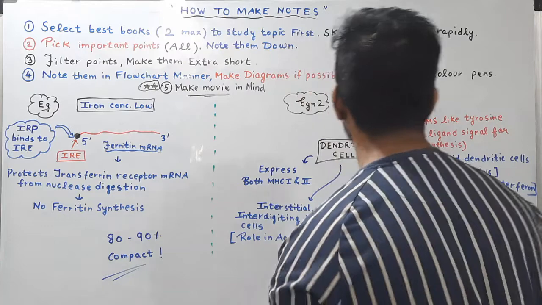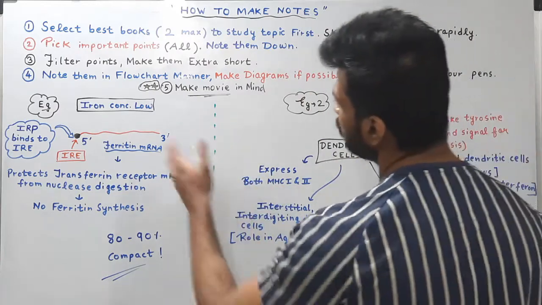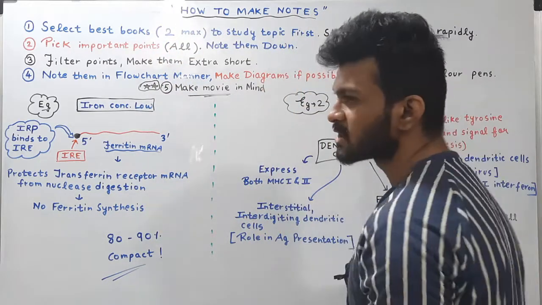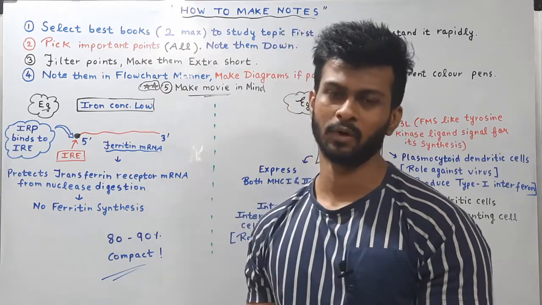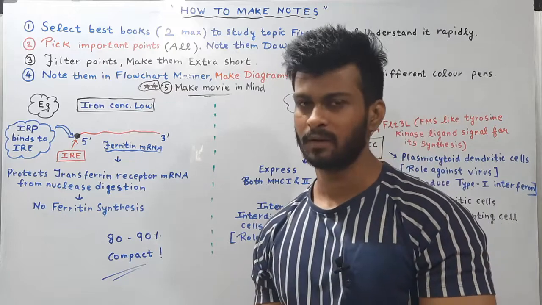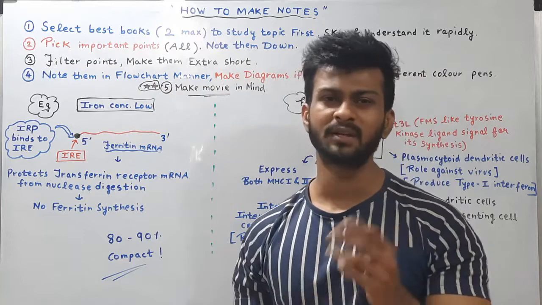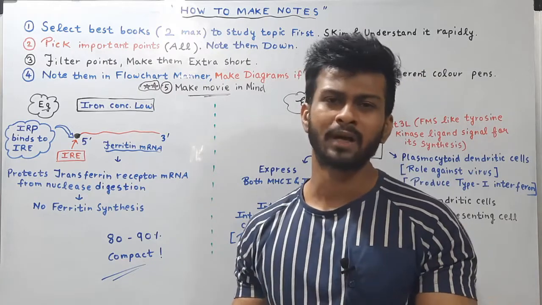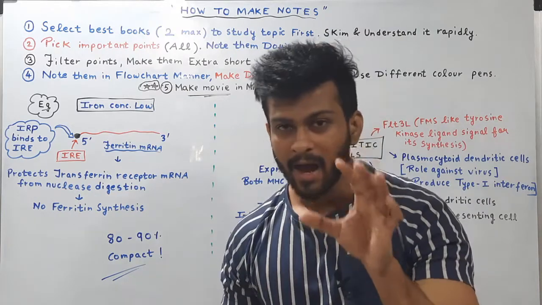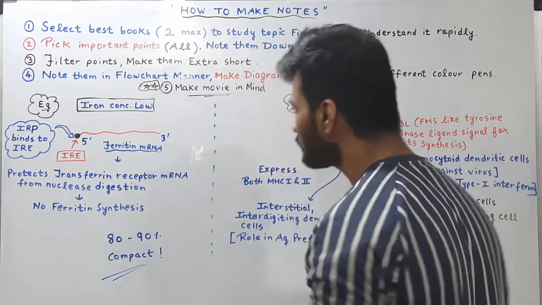Okay, so for example, I have shown just 2 examples of how to make notes and how to apply the concepts. Okay, so this particular topic is from post transcriptional regulation, about depending on the levels of iron in the body. This particular topic was explained in 1.5 to 2 pages in the reference book, and it can even be more than that depending on different reference books. Okay, so I have made it short as much as possible.